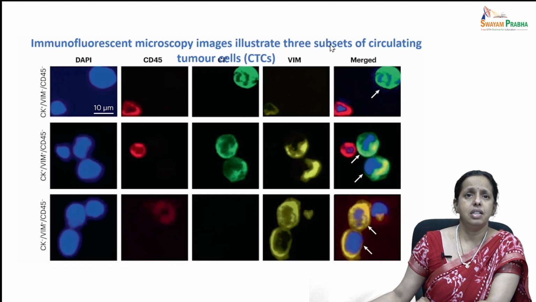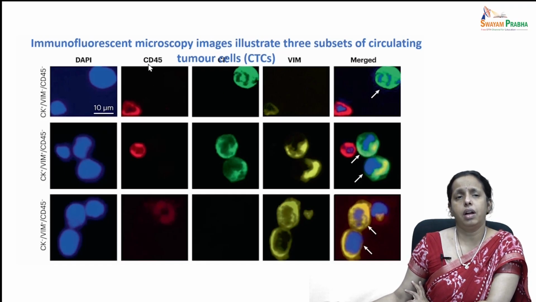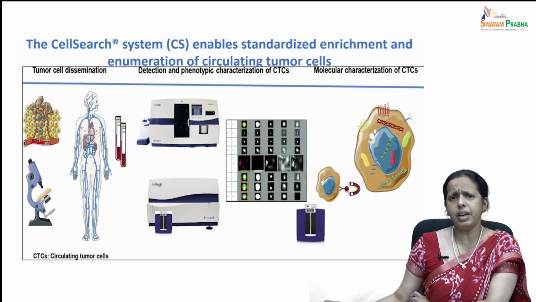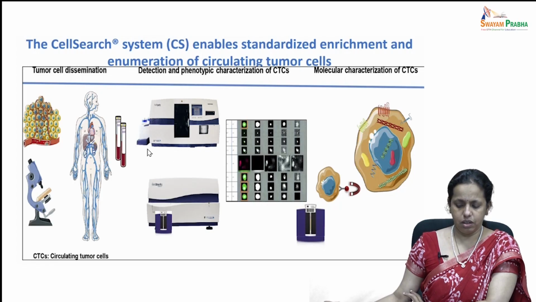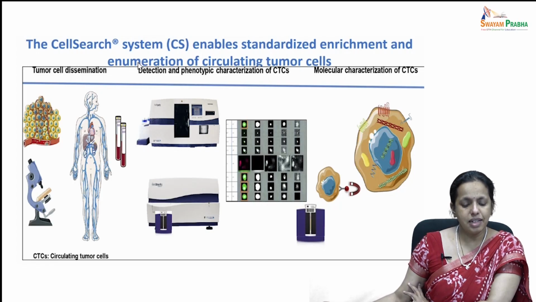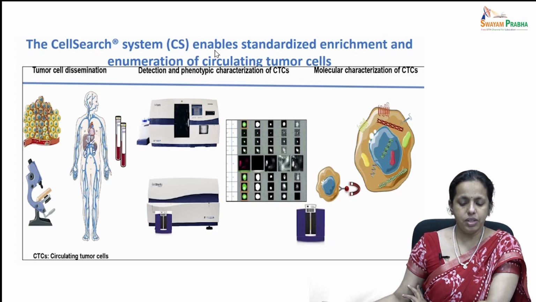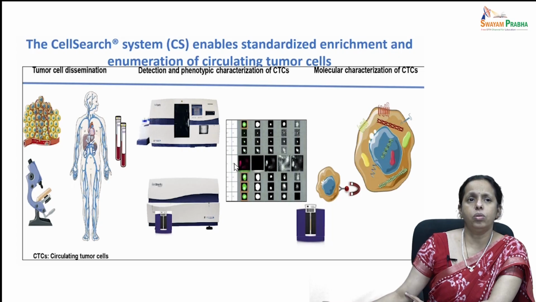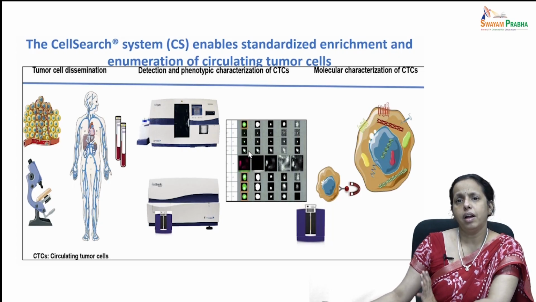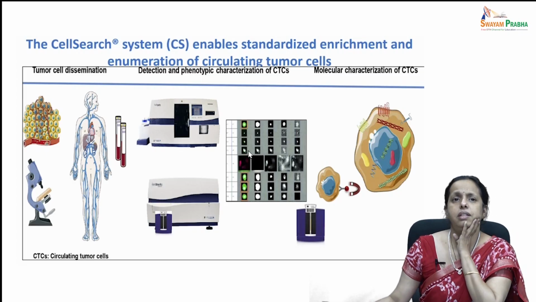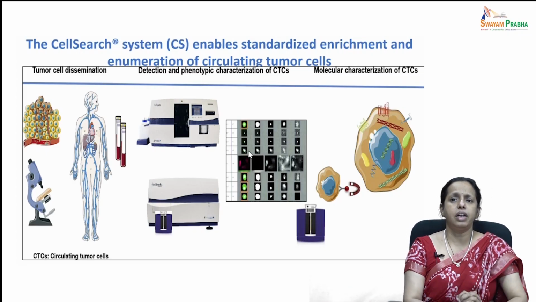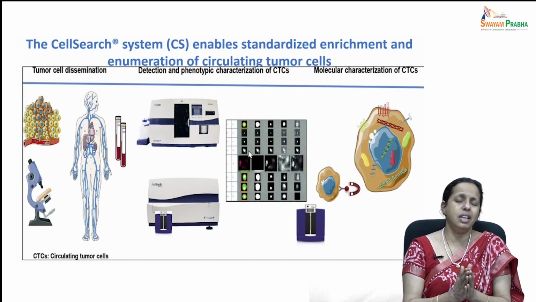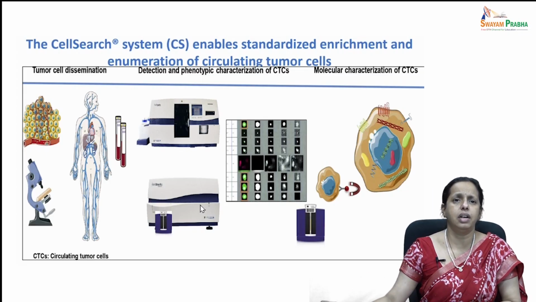There are three subsets, usually the epithelial, the transition and so on. These are the different subsets of your CTCs. One very important technology employed is the CellSearch system, or CS, which enables enrichment and enumeration of your CTCs, circulating tumor cells. It is well established that the association of CTCs with poor clinical outcome for cancer patients has been demonstrated in several clinical studies.